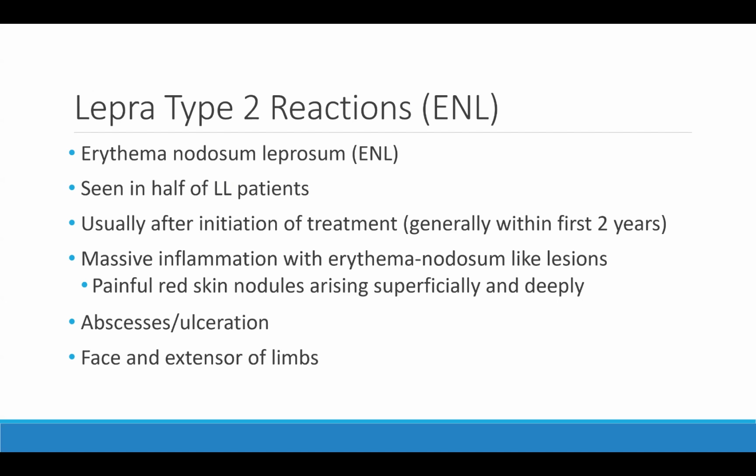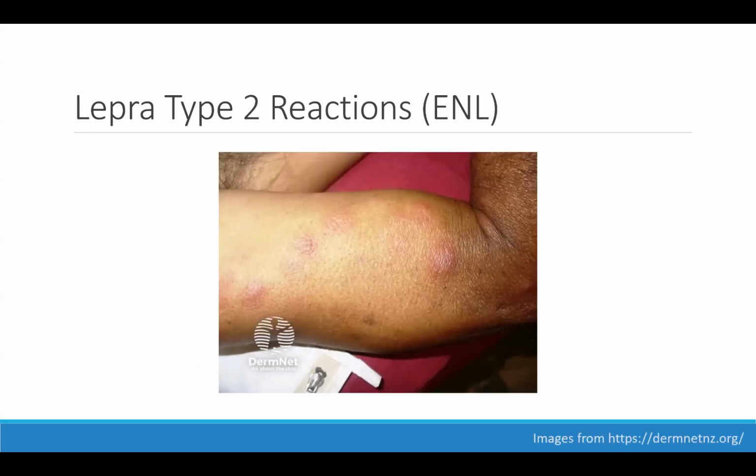In type 2 reactions, also known as erythema nodosum leprosum, ENL, this is seen in half of LL patients, usually after initiation of treatment, generally within the first 2 years. They have massive inflammation with erythema nodosum-like lesions, as in painful red skin nodules arising superficial and deep. They may have abscesses or ulceration, and sites affected include the face and extensor of the limbs. This is a picture of the nodules in ENL.